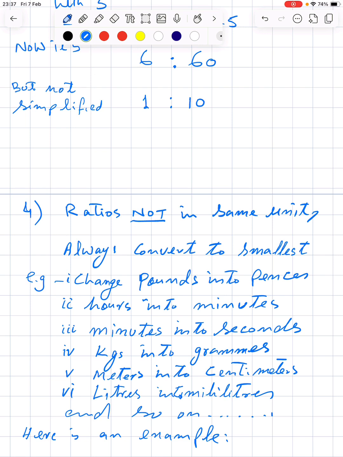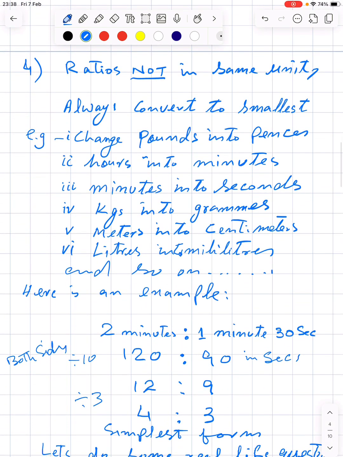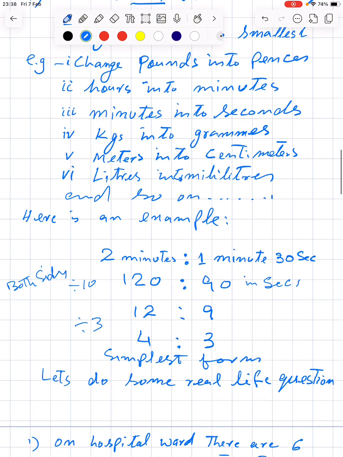The next point about ratios is ratios must be in same unit. So what to do when they are not in the same unit? Always convert to smallest unit. Change pounds into pence, hours into minutes, minutes into seconds, kilograms into grams, meters into centimeters, liters into milliliters, and so on and so on.